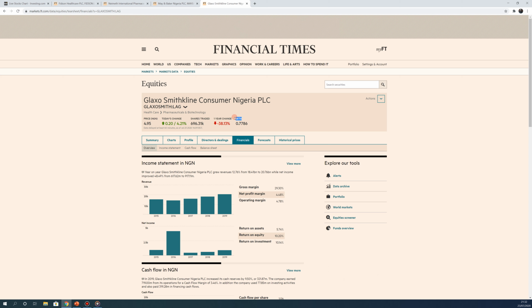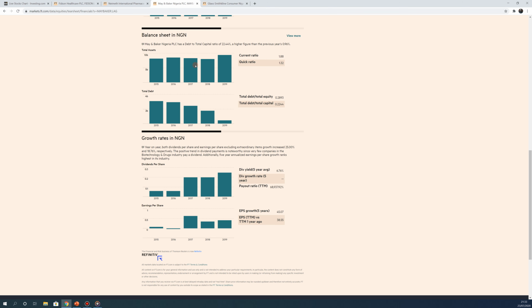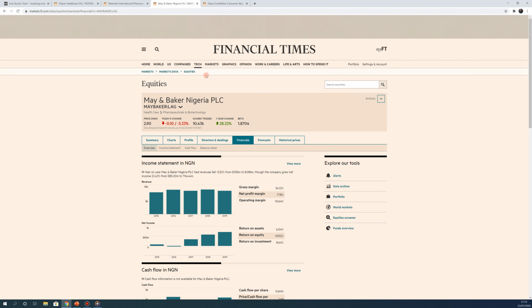This is the beta. Glaxo is having approximately 0.8, which is less than 1. So that is why it's good if you are looking for steady growth, dividends. I think Glaxo is not bad to go for, but I'm looking for growth. Let me go to May and Baker and see what 1.0, almost 1, almost 2. May and Baker is number 1. Okay, let me see others.